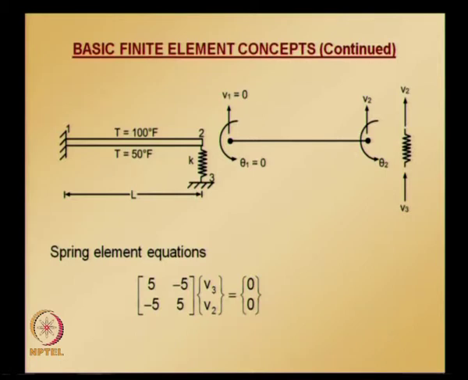So local node 1 for the spring element is 3, and local node 2 for the spring element is global node 2. Now we have the element equations for the beam element and the element equations for the spring element. Now we need to assemble the global equation system, and before doing that we need to have a clear idea where the contribution from each of these elements will go in.